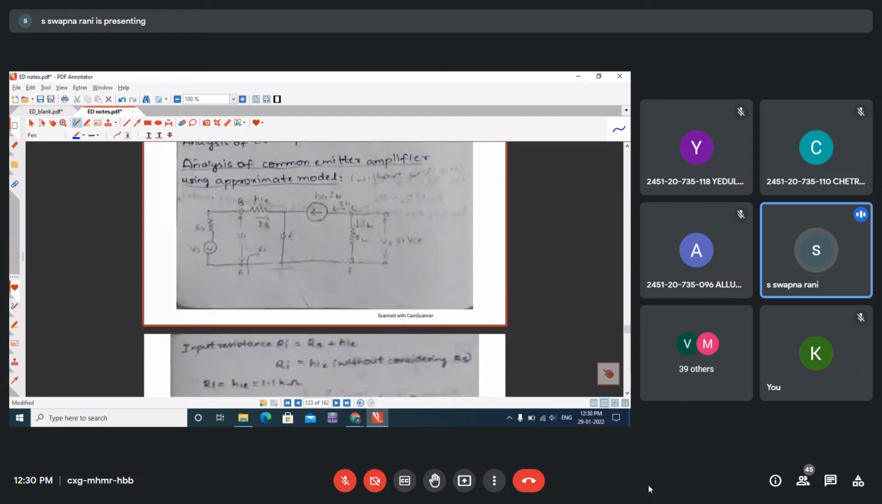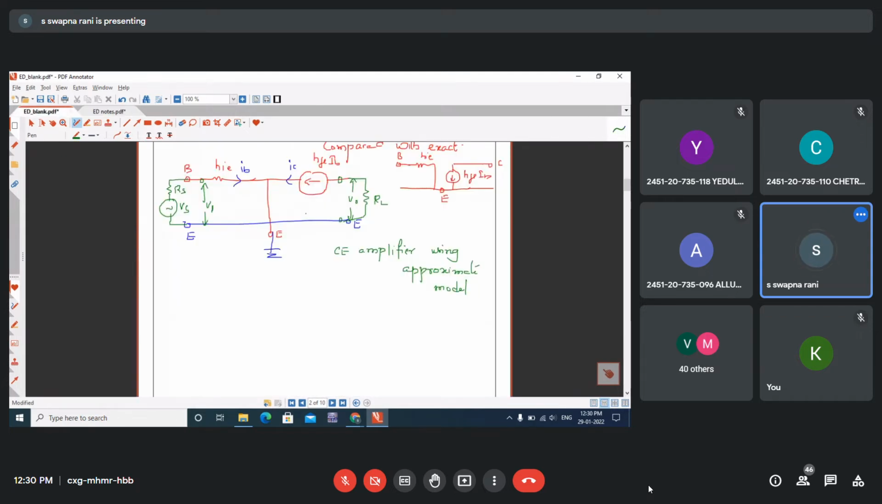The same circuit is drawn here. V1, emitter ground, collector current, load resistor. So this is IL. After connecting the load, you indicate IL. And here I am indicating the input impedance. Let us assume that Ri is the input impedance. By looking into these terminals, it means we are not taking Rs into account. So this is Ri.